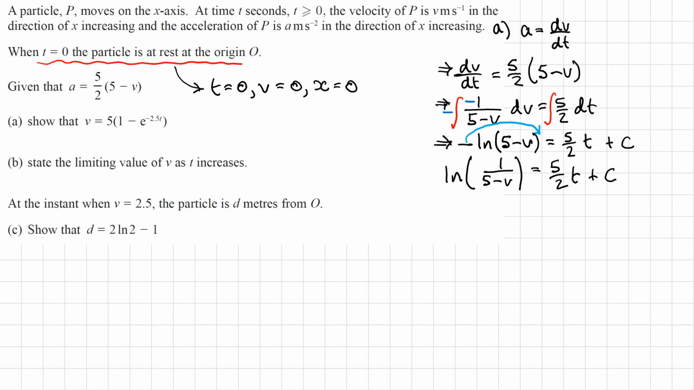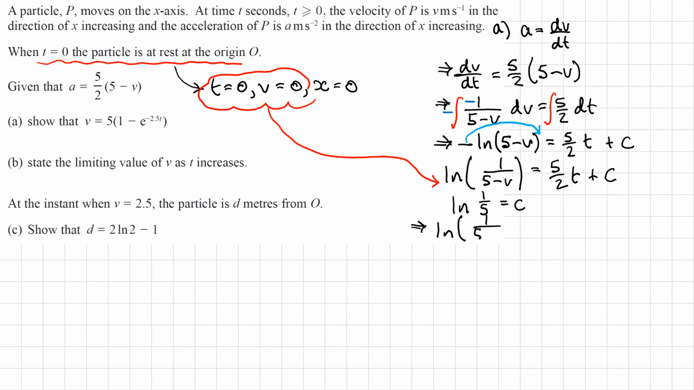Now at this point, I could do it later, I'm going to find the value of my constant c by substituting in the initial conditions. So v is going to become 0, t is going to become 0. On the left, I'm just left with log of 1/5 is equal to c. So there's my value of c. I can now write down my particular solution, which is log of 1 over (5 minus v) is equal to 5 over 2 t plus log 1/5.